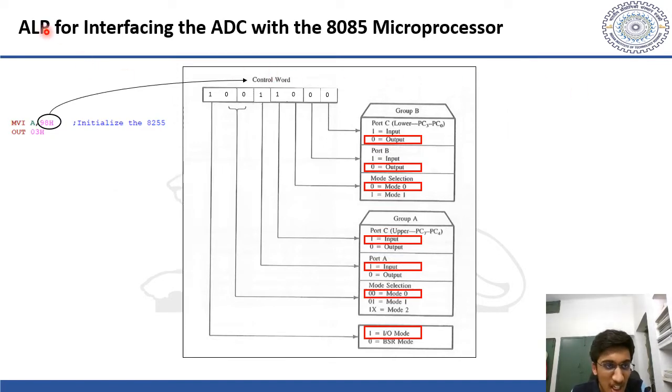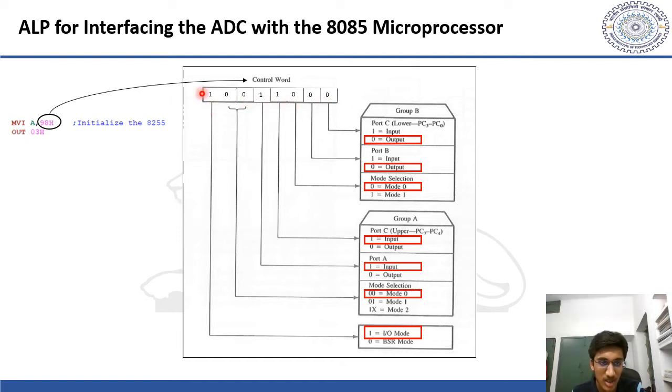Let us now discuss the ALP for interfacing the ADC with the 8085 microprocessor. To begin with, this is a small snippet of the code which only contains 2 lines. I've pasted it here in order to show how this particular hex number 98H corresponds to a configuration of the 8255. 98H corresponds to this particular control word 1001 1000.